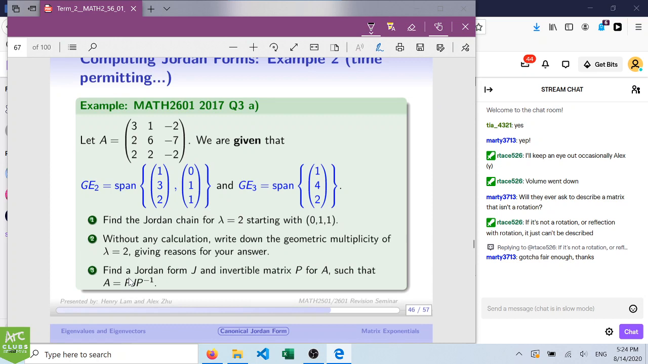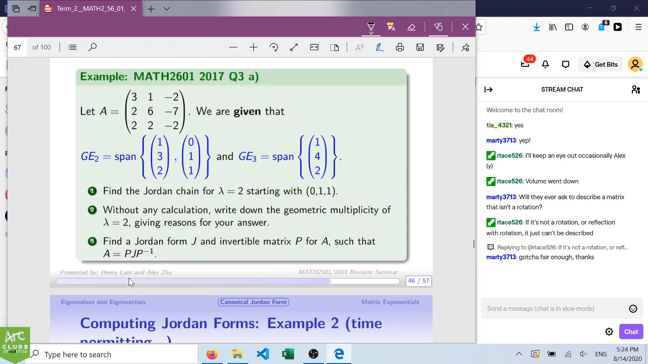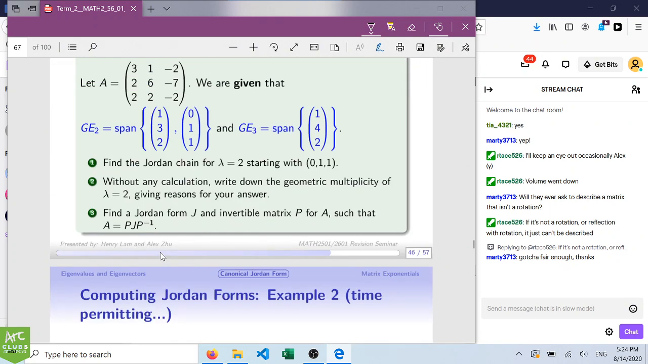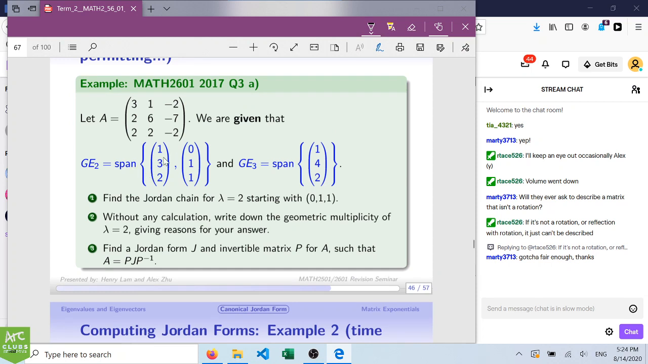All right, and then we have the second example over here, which is rather similar. I'll quickly go through that. So essentially, we have 2 generalized eigenspaces. So for lambda equals 2, we have a span. All right, this time around, by the fact that it has a span of 2 vectors, the dimension of the kernel is actually 2. So straight away we can tell that GM is 2. And for this one, GM is 1.